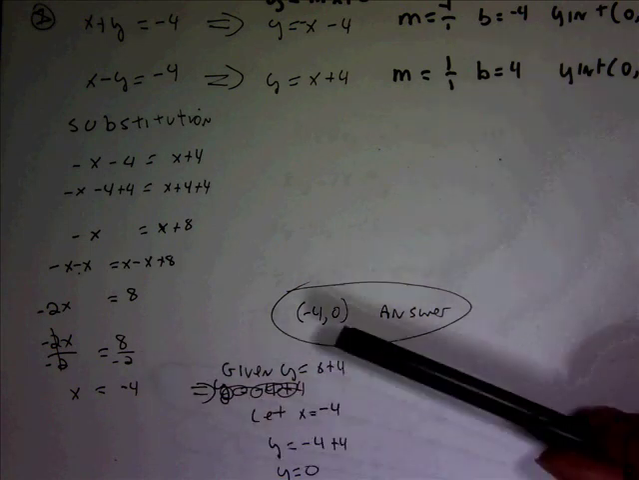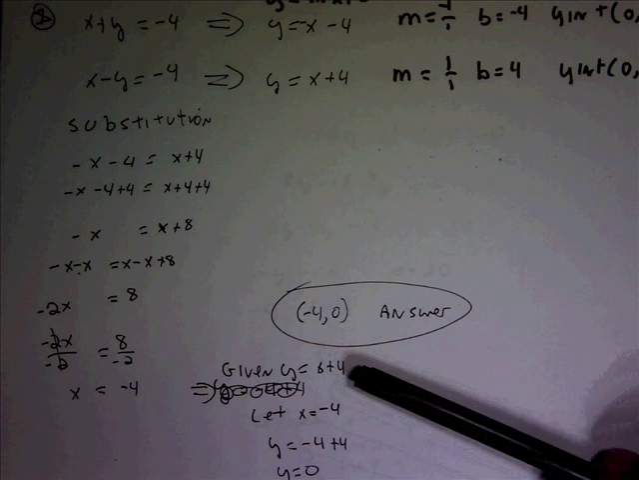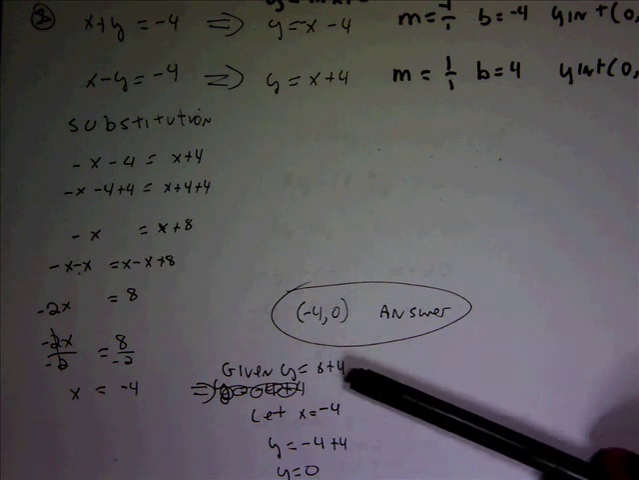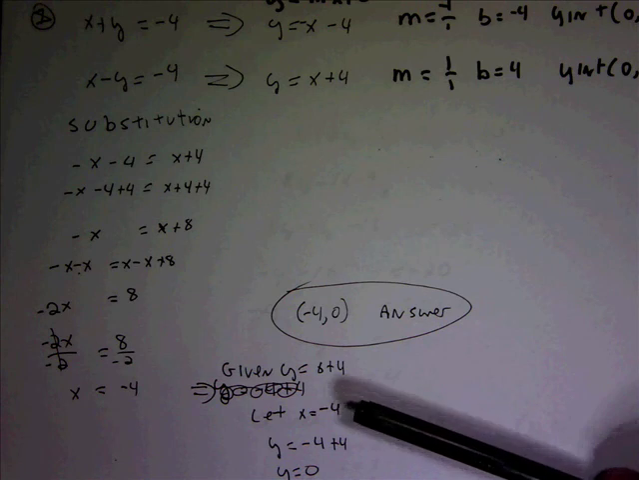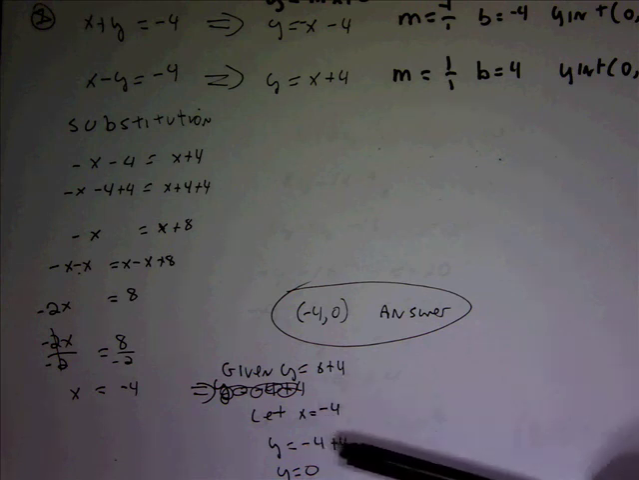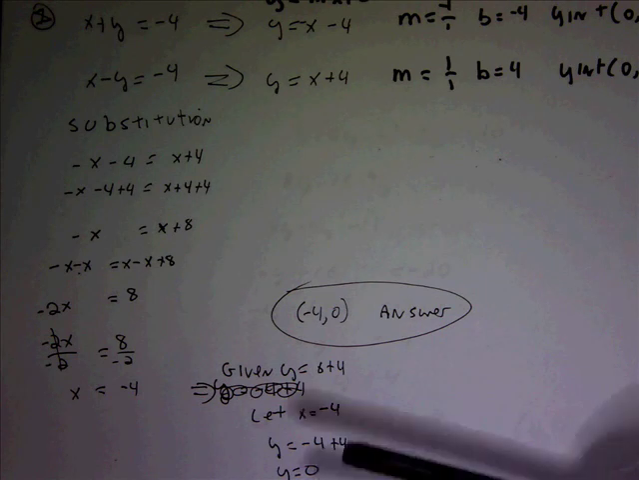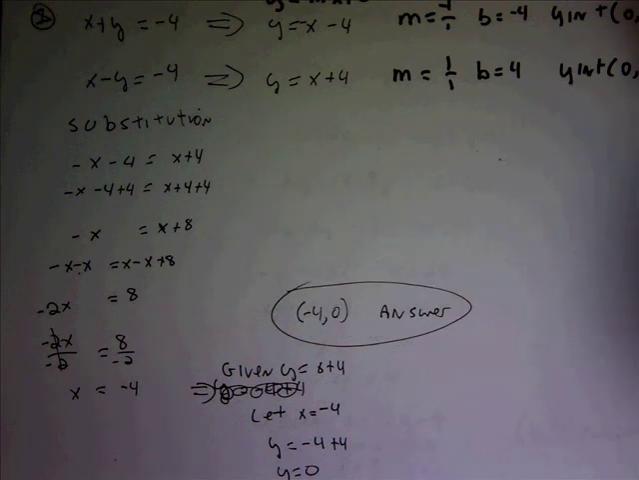So I know what the x coordinate is, so I have to back solve and find out what y is. So I'll take one of the equations, y equal to x plus 4, and I plug in a negative 4. So I have y is equal to a negative 4 plus 4, y is equal to 0. Algebraically, it gives me the same solution as when I just do it graphically.